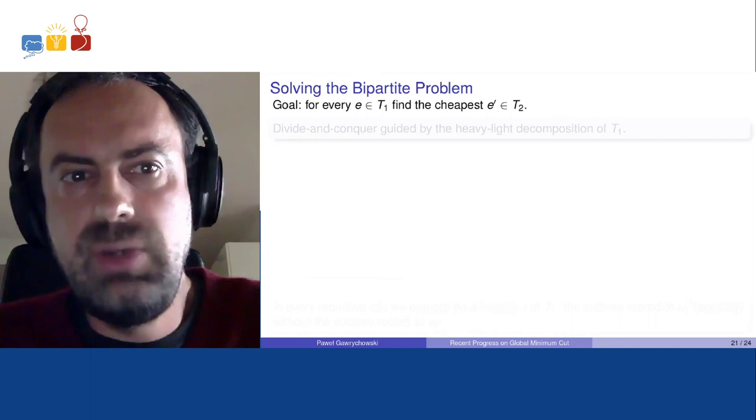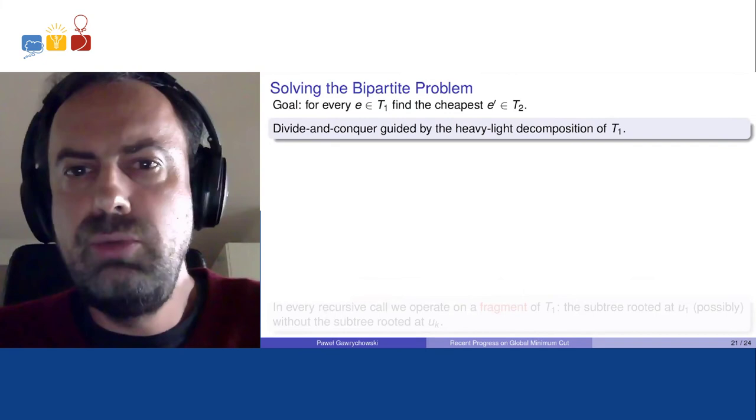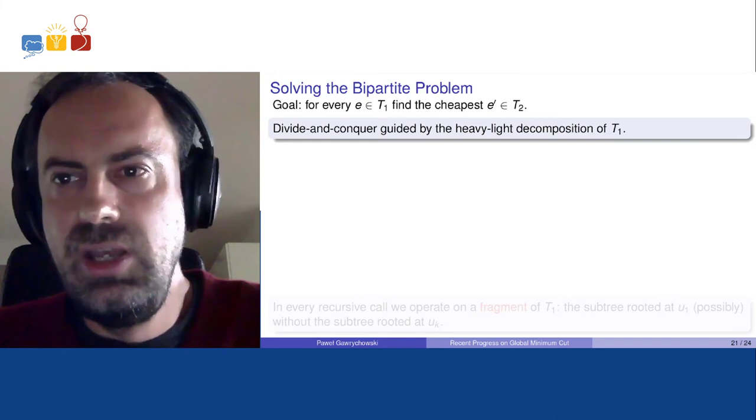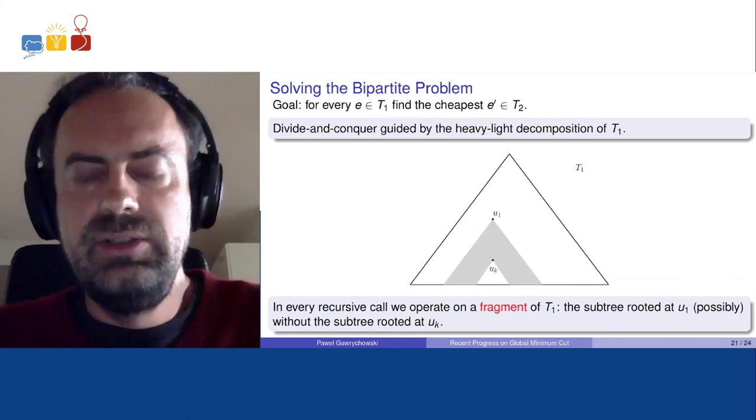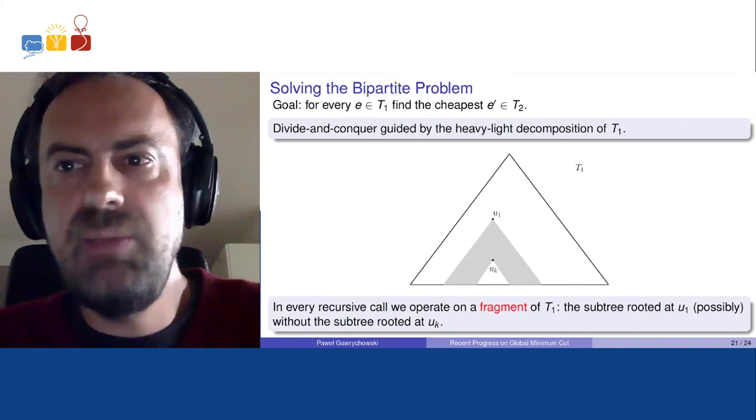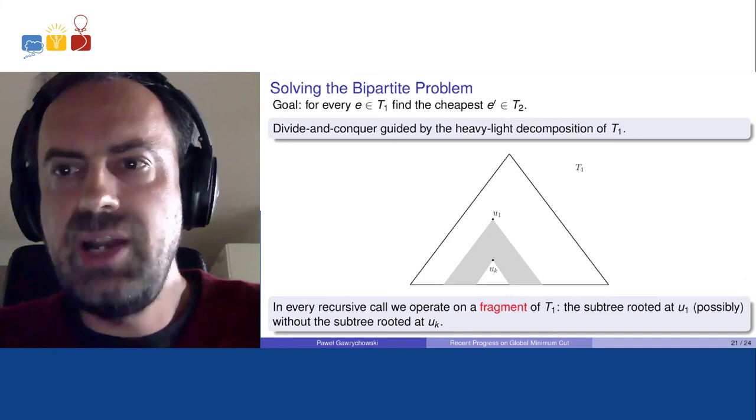So now the idea is that we'll do some kind of divide and conquer algorithm, and we will use the heavy light decomposition of T1. I'm not defining heavy light decomposition because I assume you have seen it. In this divide and conquer, we operate on what we call fragments of T1. So this whole game is on T1. We start with the whole T1, and then we look at smaller and smaller fragments of T1.